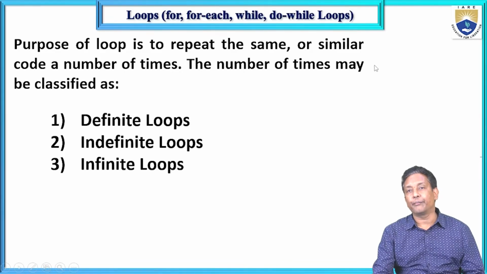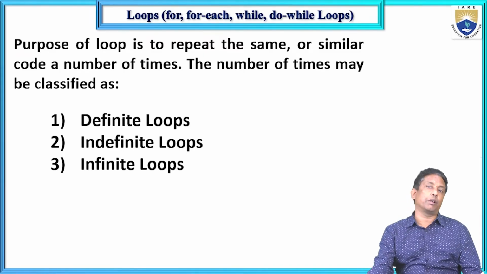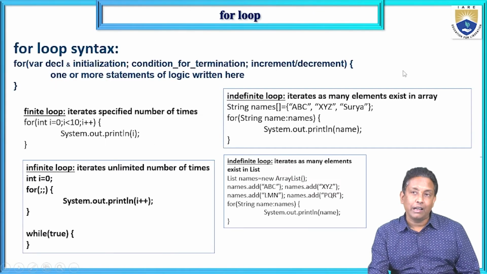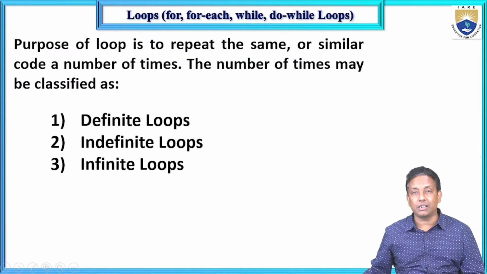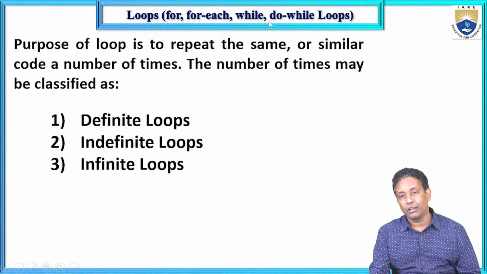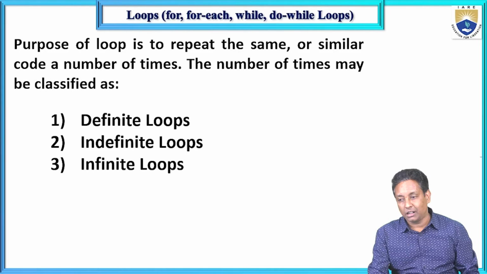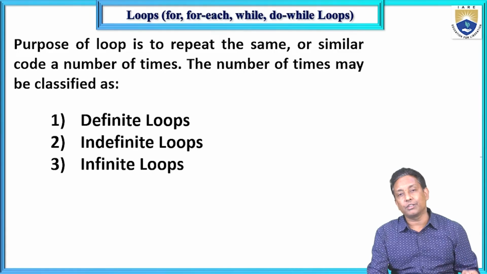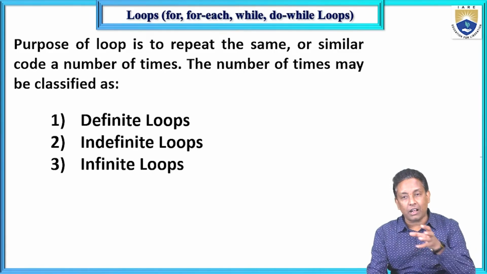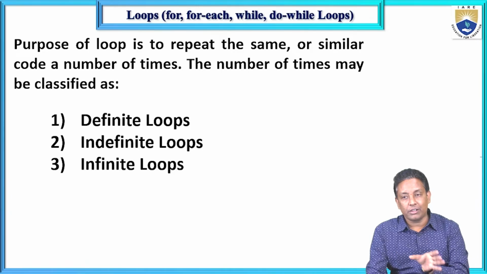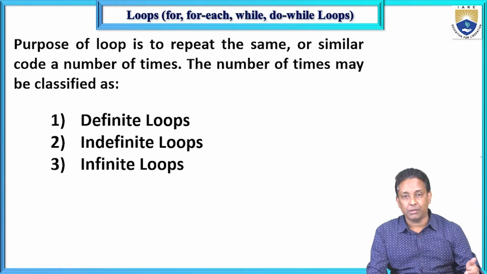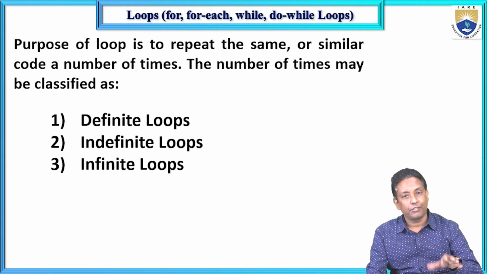We use loops in programming because the purpose of a loop is to repeat the same or similar code a number of times. For example, if you want to repeatedly accept different student marks and calculate the total marks, grade, and pass or fail percentages for 10 or 15 or 20 students, you take 6 subjects of student marks, sum them, and divide by 6 to get the average. If the average is between such and such values, the student belongs to A plus grade, A grade, B plus grade, B grade, C plus grade, C grade, or fail.